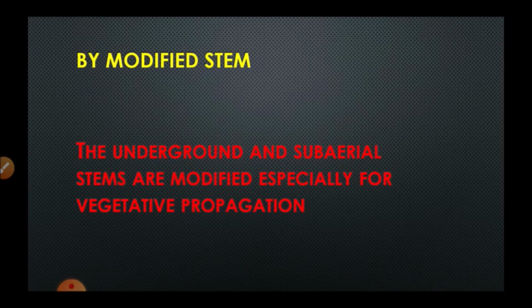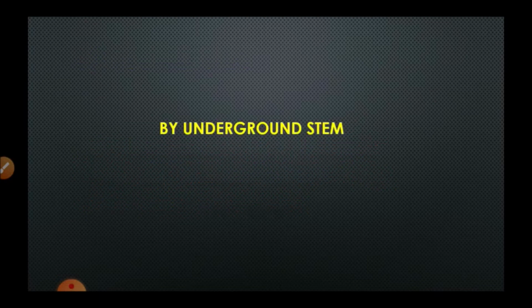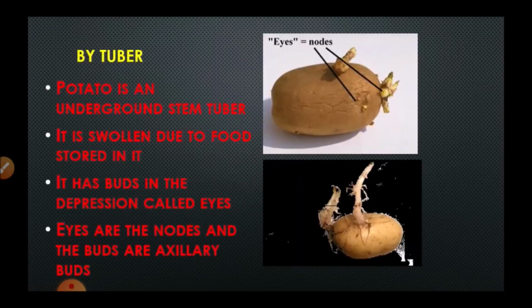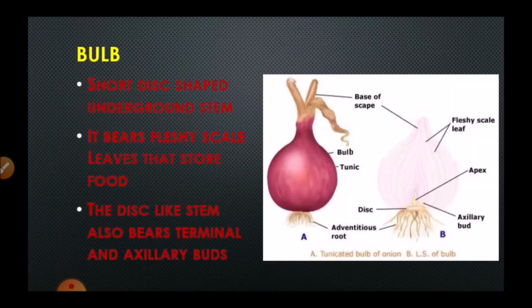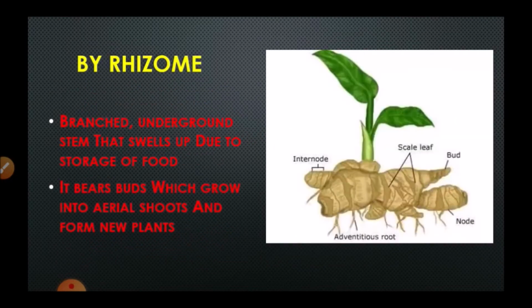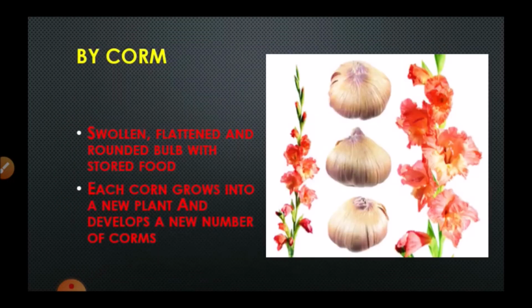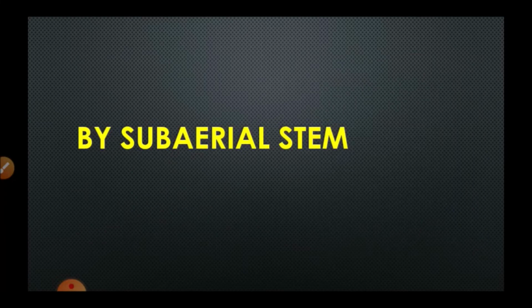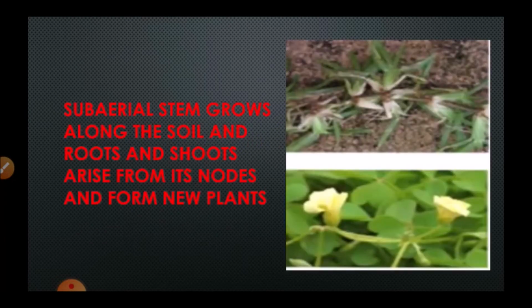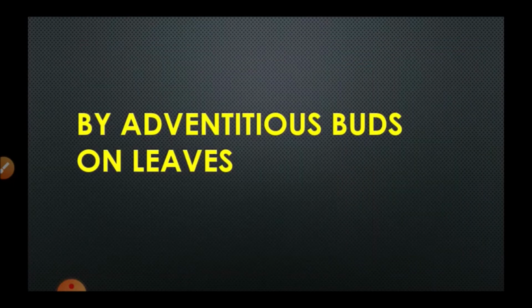Here we can see that the plant propagates by underground as well as by subaerial stems. We have seen an underground stem, the tuber, with the example of potato. Then by bulb, example onion. Then by rhizome, I have told you about ginger. And then by corm, the example is gladiolus. Then by subaerial stem we have seen that the stem grows along the soil and from its nodes the roots and the shoots arise to form new plants. So children, this is how the plant propagates by stem.